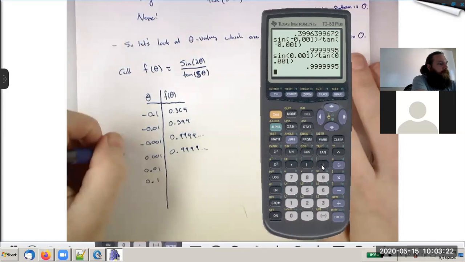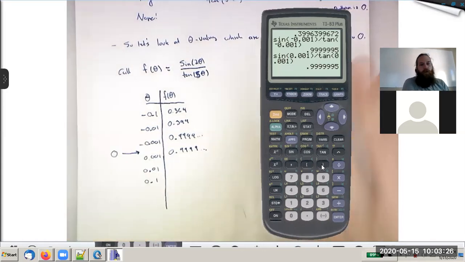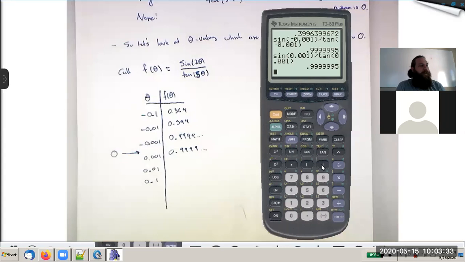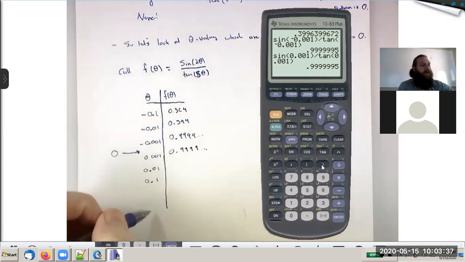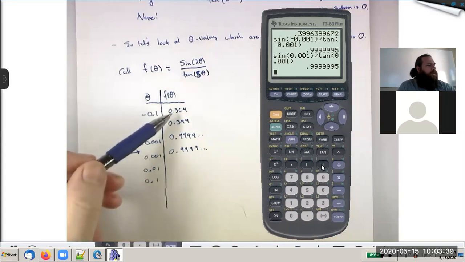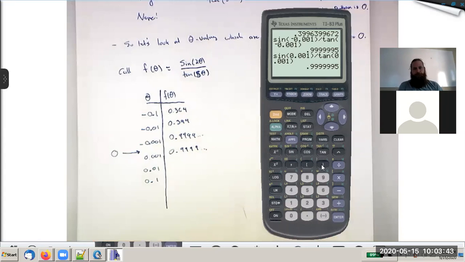And we know that 0 is right in here, right? 0 is right in between those two guys. So I'm stepping closer and closer and closer to 0 in my theta values as I walk down until here, and then we're going to be walking away. And these values look like they're getting very, very close to what number? 1. Yeah, they appear to be getting really, really close to 1.